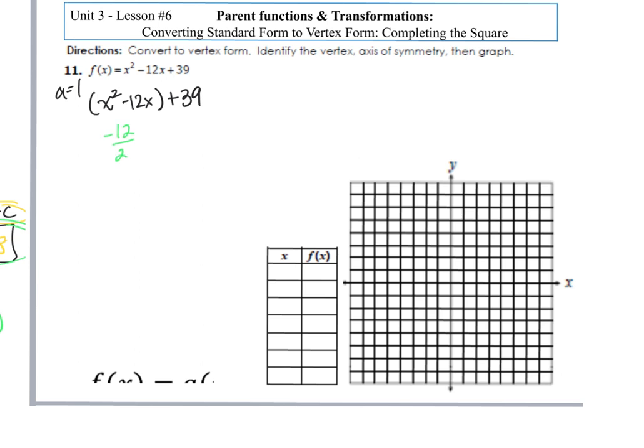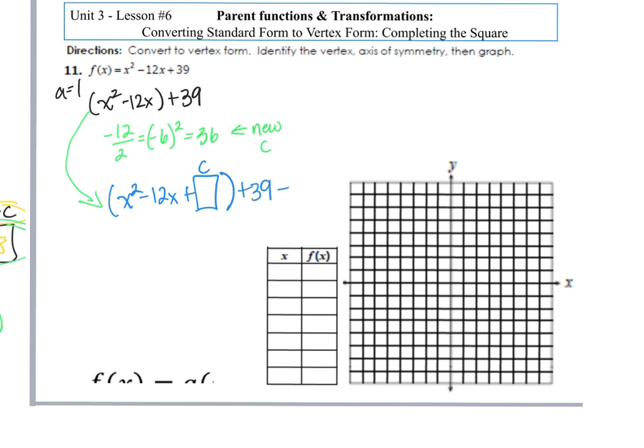We're going to divide it by 2, and we get negative 6. Wrap it in parentheses and square it. Negative 6 times negative 6 is positive 36. Hey, that's our new c. So we take what was above and we're going to rewrite it. We have x squared minus 12x plus my box, which is my new c, close the parentheses. We're going to bring down our positive 39 and say minus our box, which is a times c.